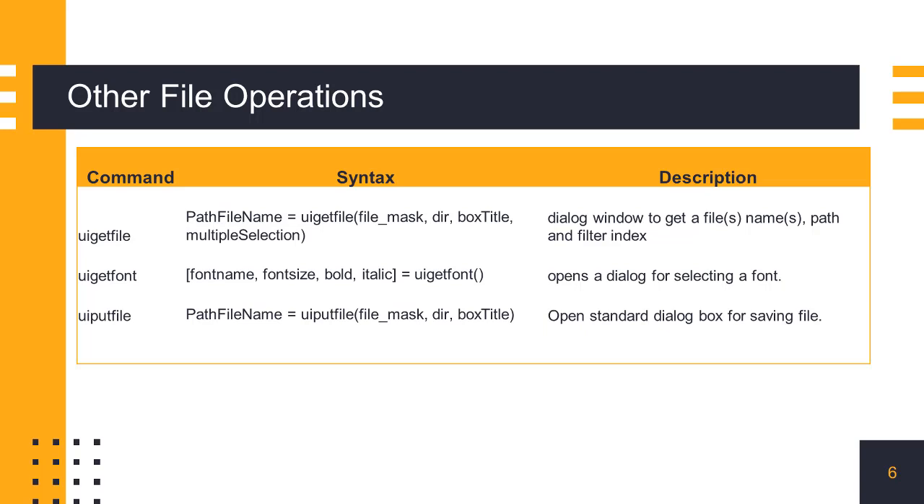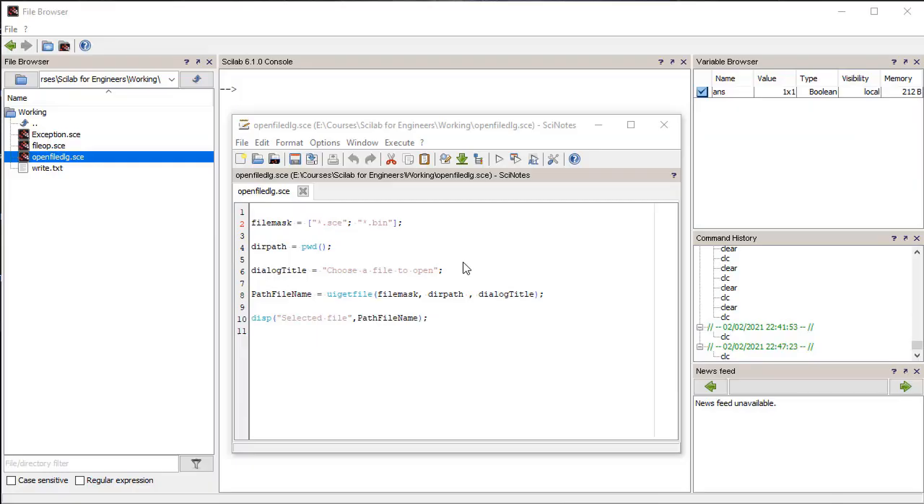The UIGetFile function opens a file open dialog box, in which user can select the file to open. The function returns the file name of the selected file. UIPutFile function opens a file save dialog box, where the user can select the folder to save the file. To use the UIGetFile function, we need to first set the data required by the function. We specify the extension of the file to be selected in file mask variable.